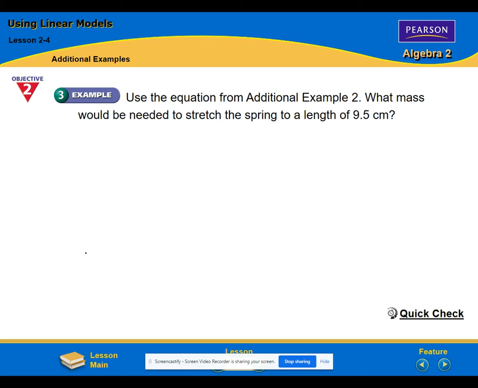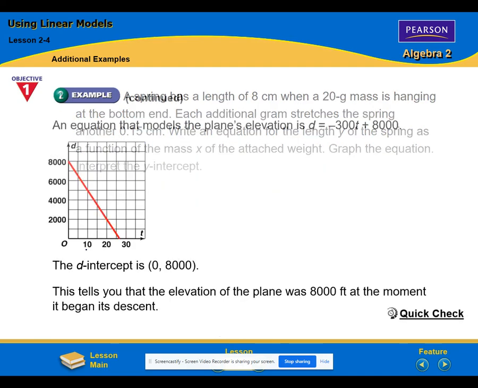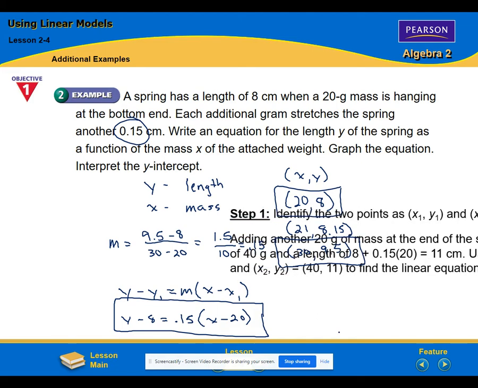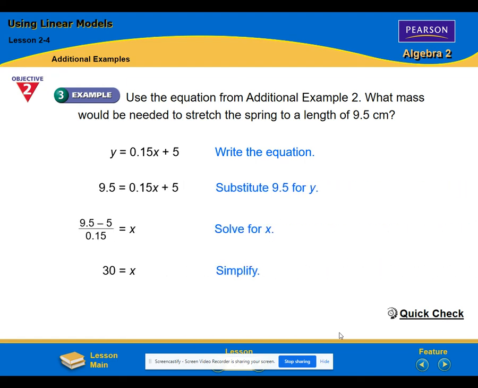Here's another question that pairs with the last one. What mass would be needed to stretch the spring to a length of 9.5? Oh, well, that was a coincidence, but we know that because I picked that point right there, 30, 9.5. So the answer is 10. That was a coincidence. I didn't know that was going to happen. So, well, 10 more, or 30 total. But notice what they did. They plugged in 9.5 for the output and solved for the input. And you could have done this with our equation that was in point slope form just as well. Solving for x, they got 30.